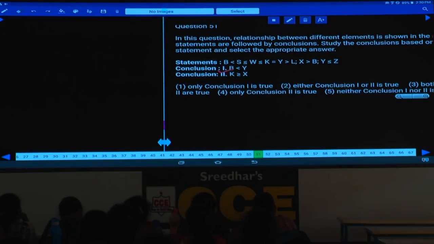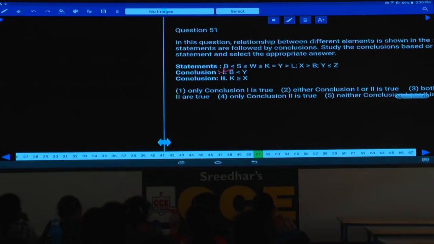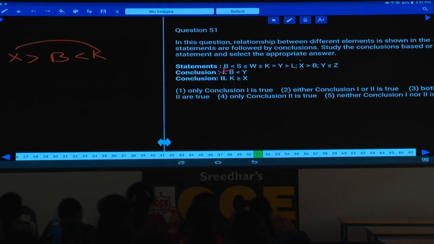Then coming to the second one, tell me what is the second one here. Now the relation between K and X is given. X is here, K is here. Now the relation between B and K is B lesser than K. Here X greater than B. X greater than B, B lesser than K. Between X and K there are two opposite symbols, two opposite symbols, no relation between these two. Hence only conclusion 1 is true, that is given in choice 1. Done? 51, it is choice 1.